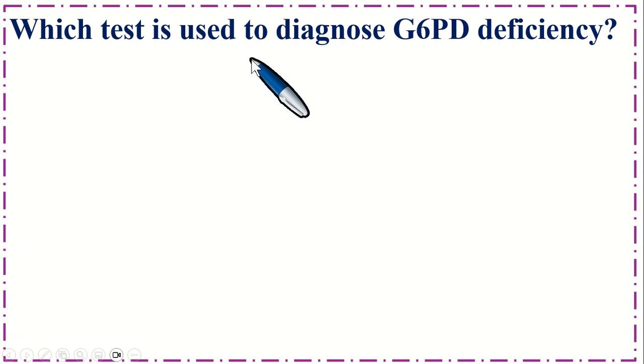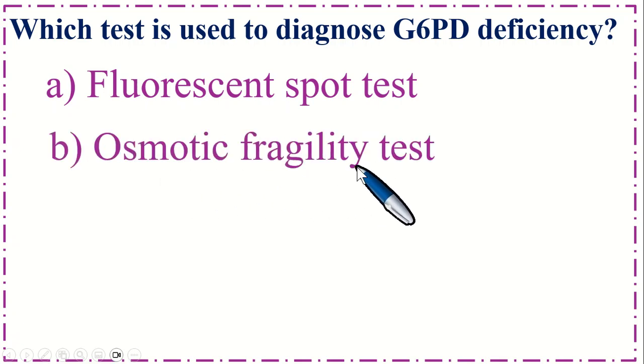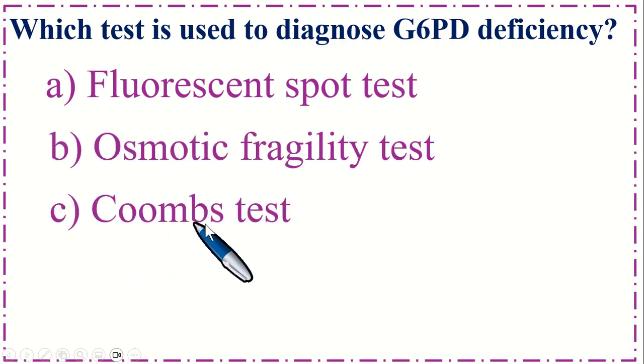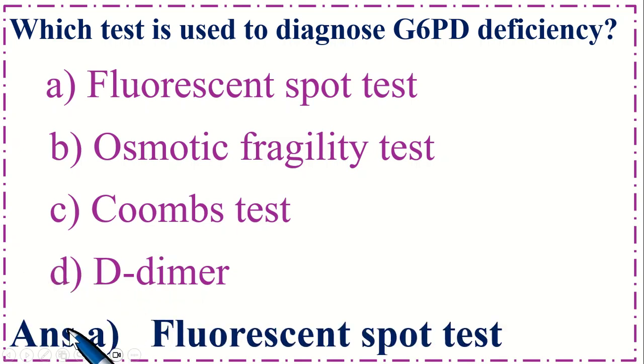Which test is used to diagnose G6PD deficiency? Option A, fluorescent spot test. B, osmotic fragility test. C, Coombs test. And option D, D-dimer. So the correct option is A, fluorescent spot test.